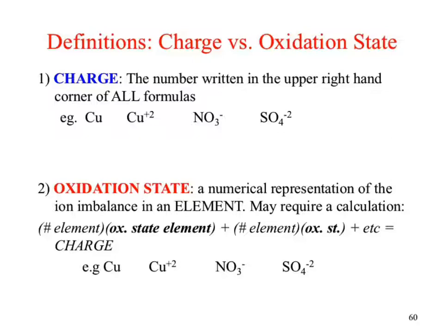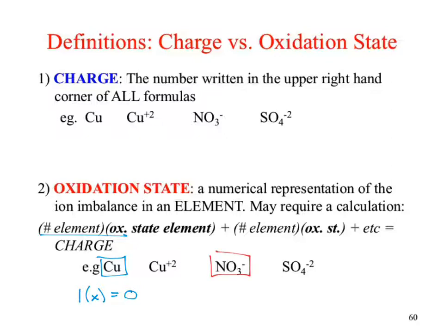Our formula up here: the number of the element. How many elements show up in that formula? One. Times the oxidation state. I always have to solve for this. Equals the overall charge. The overall charge there is 0. What is the oxidation state? 0. Right.